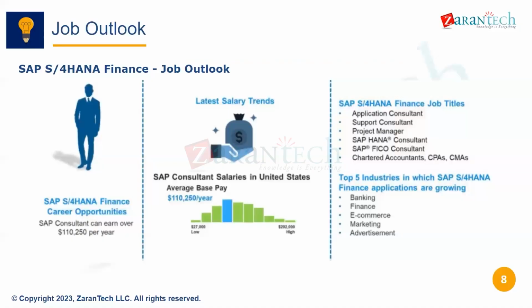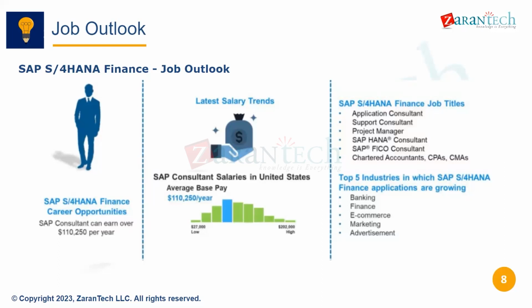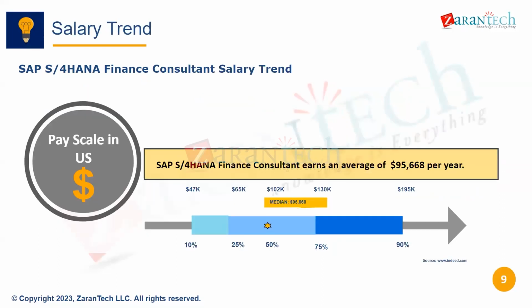Among them, banking, finance, e-commerce, marketing, advertisement, and manufacturing are the main ones. These are the main industries in which S4HANA or SAP applications keep growing. And coming to the salary trend we discussed, the average salary is actually 110K. This slide is not updated.